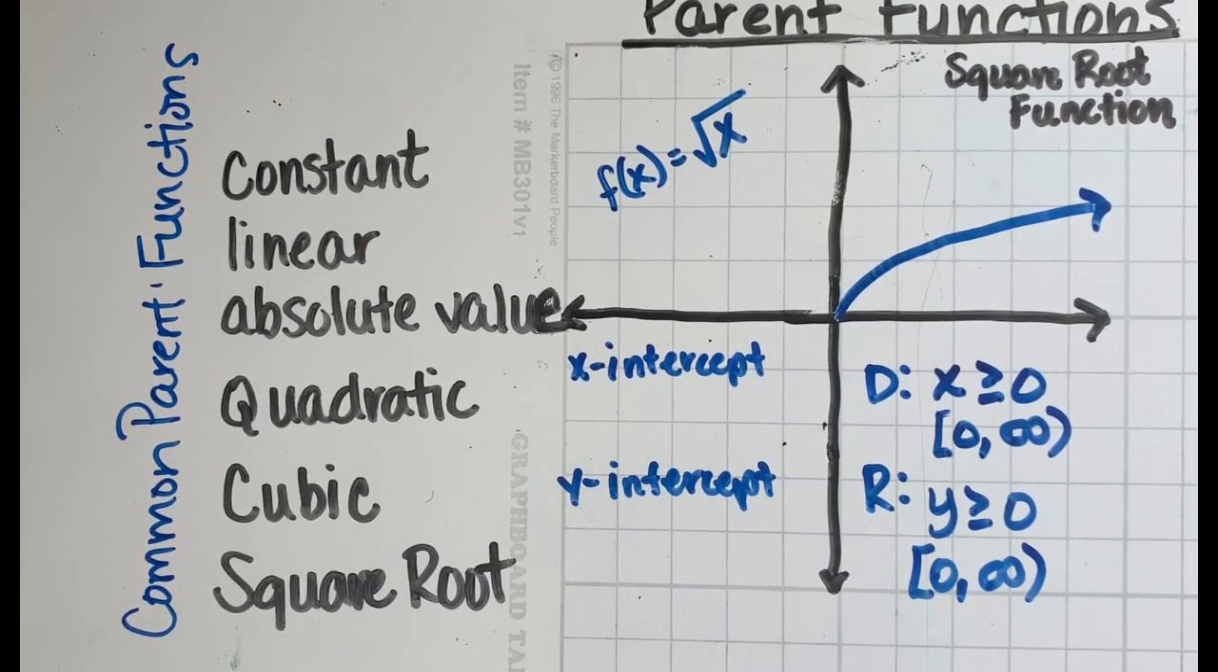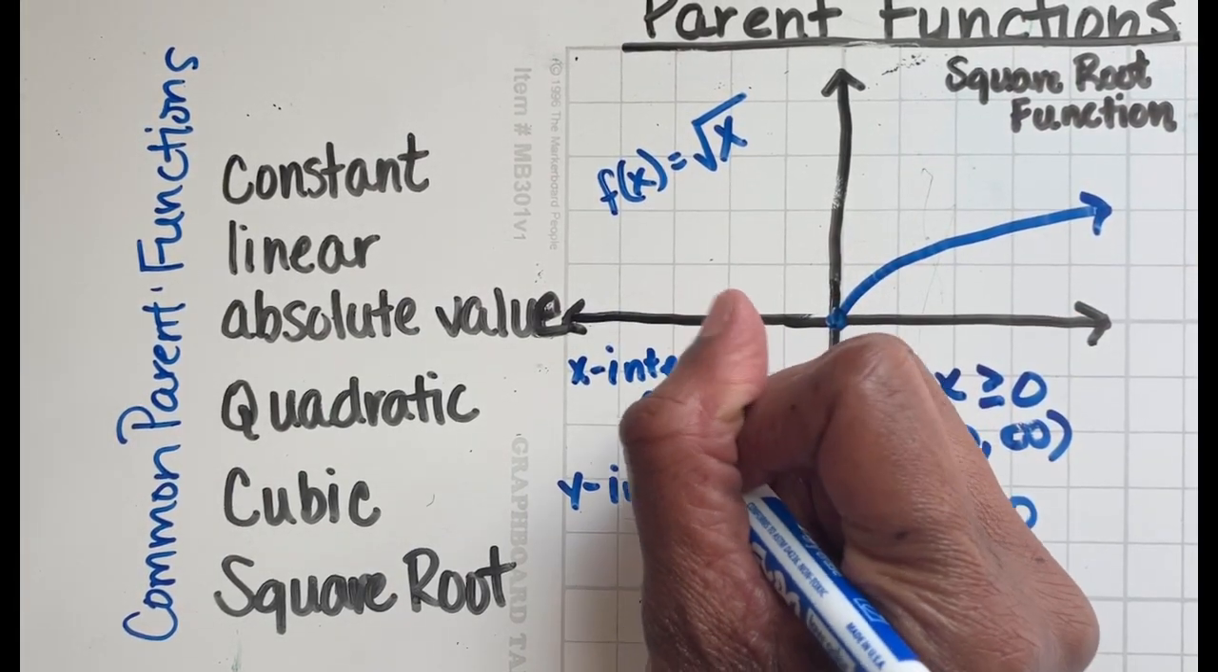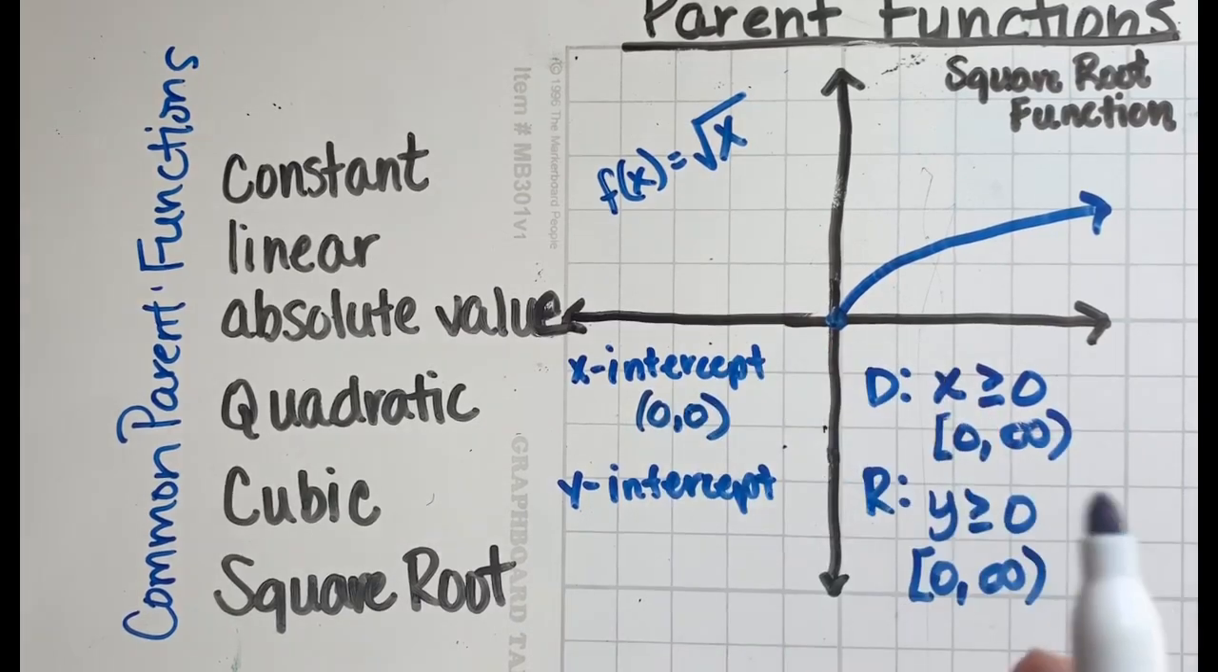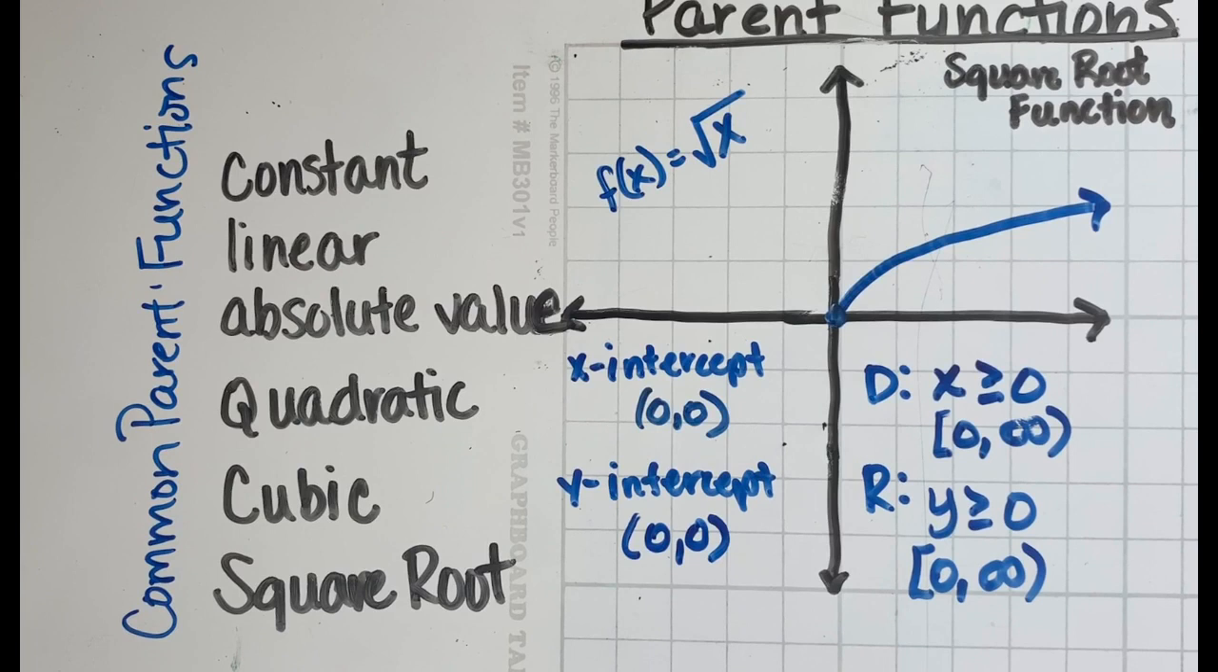All right, now let's talk about the x-intercept. Where does it touch the x-axis? It touches right here, so that's at 0, 0. And the y-intercept is also at 0, 0. That is all of our parent functions.